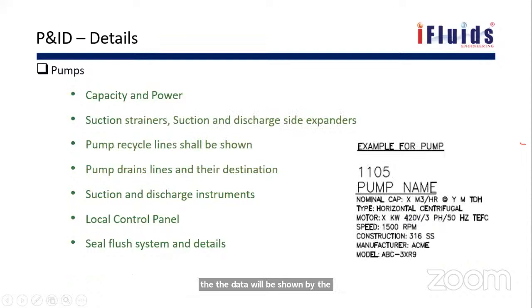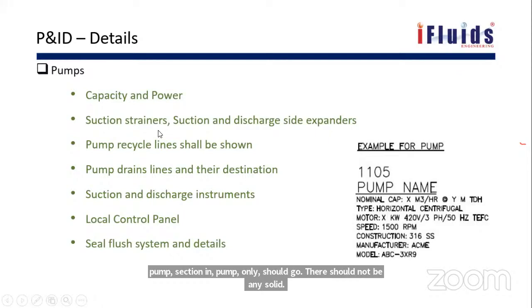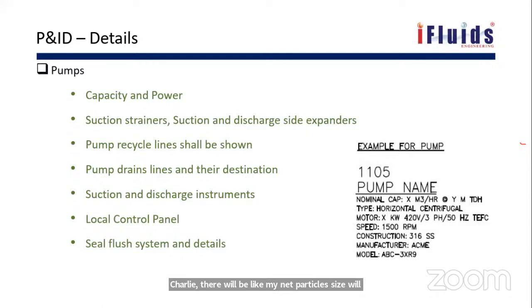Next, pumps. Similar to the compressor, which will have only gas, pumps will have only liquid. In a pump suction, only liquid should go, and there should not be any solids. Solid in the sense that minor particle sizes will be allowed, as suggested by the vendor. Particles up to this many microns are allowed through the pump. If it goes beyond that, the pump impeller will be damaged. So to avoid that, the pump will be provided with a suction filter, which they usually call strainers.